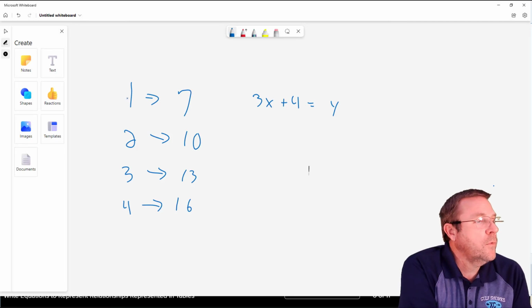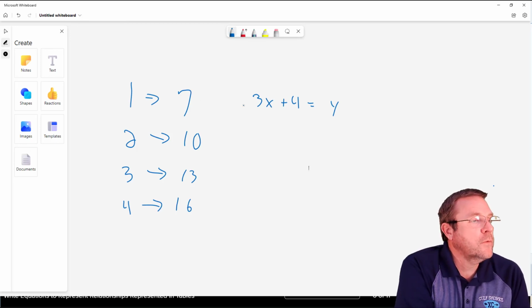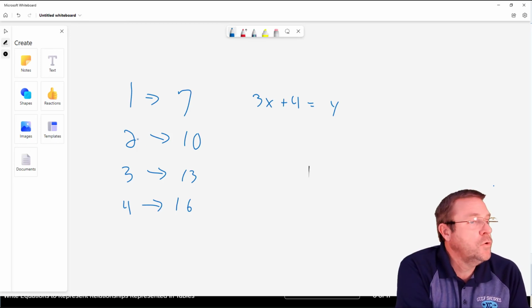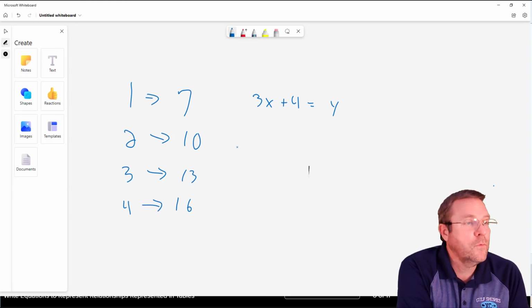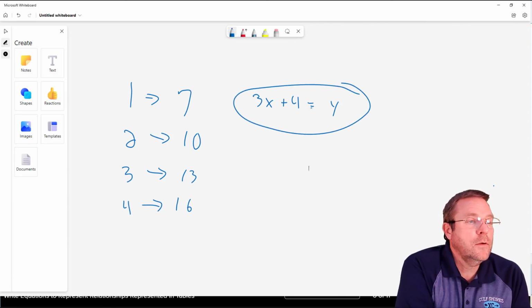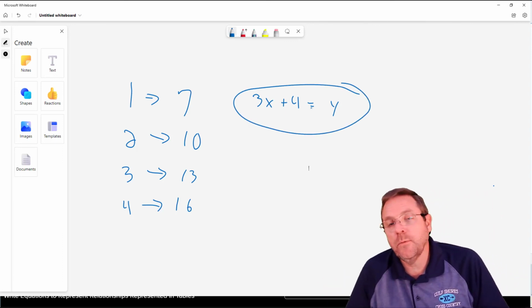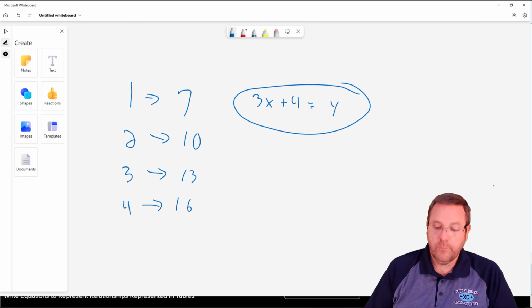So for example, 1 times 3 is 3, plus 4 is 7. 2 times 3 is 6, plus 4 is 10. 3 times 3 is 9, plus 4 is 13. 4 times 3 is 12, plus 4 is 16. So right here is going to be the equation that we come up with in order to solve this problem.